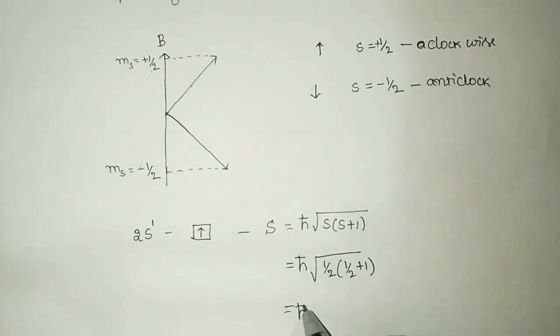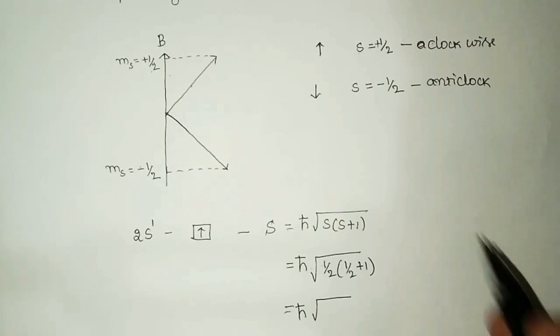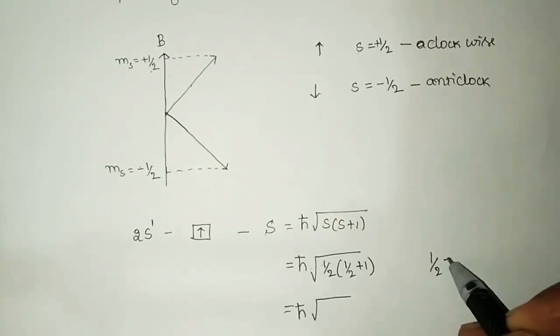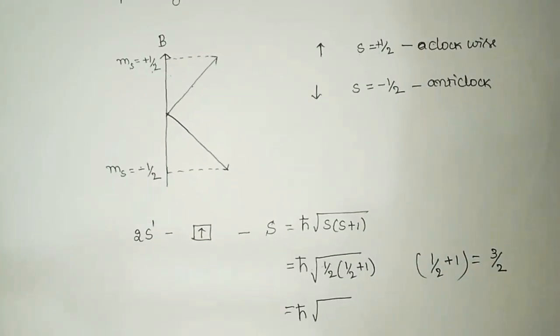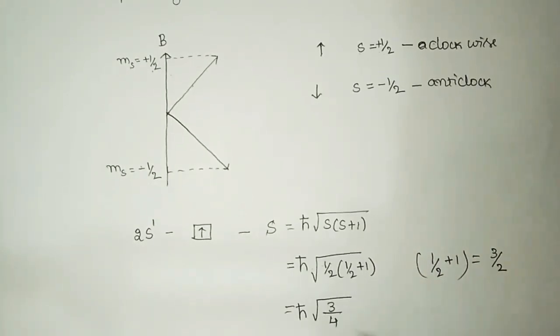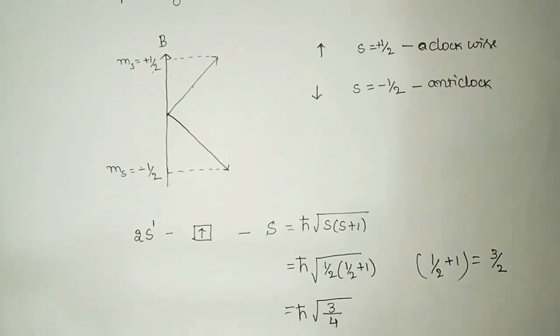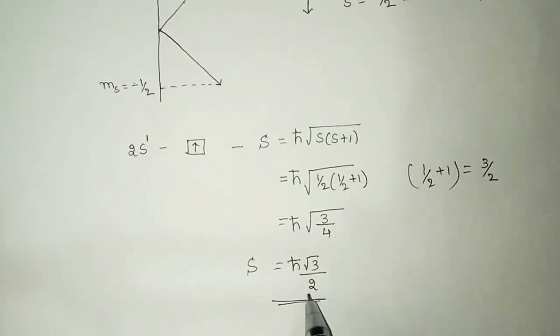So h cross into square root of, this will be how much? Half plus 1 is 3 by 2, and half into 3 by 2 is 3 by 4. This will be 3 by 4. Therefore, h cross into root 3 by 2. That is the value of spin angular momentum.